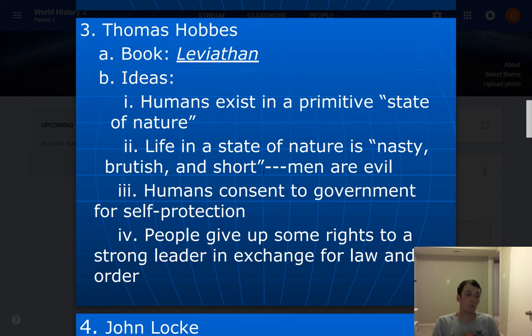that effectively people are going to basically always act in their own selfish interests. As a result of others acting in these selfish interests, people are in what he calls a state of nature, and in a constant state of war with one another. He goes on to say that life in this state of nature is nasty, brutish, and short, and that people are evil. So this is, again, a very pessimistic view of people.